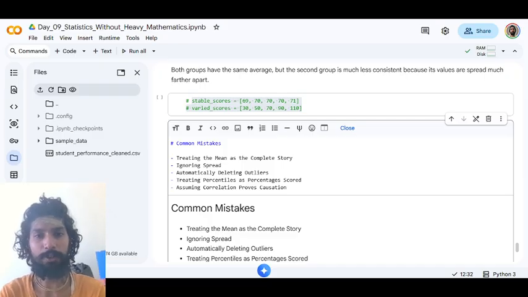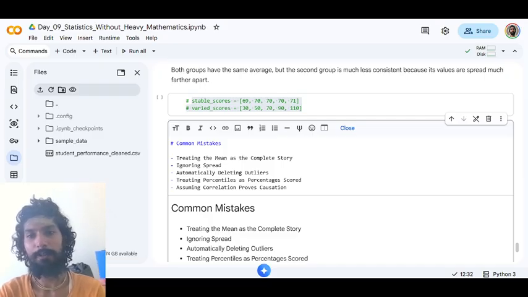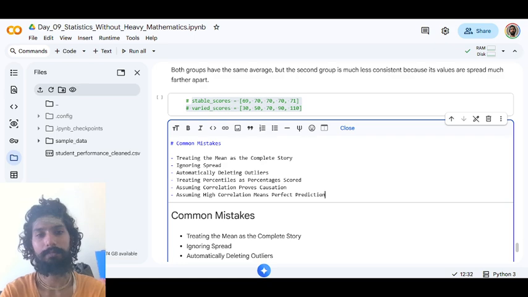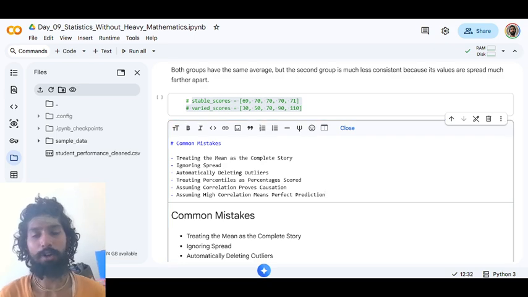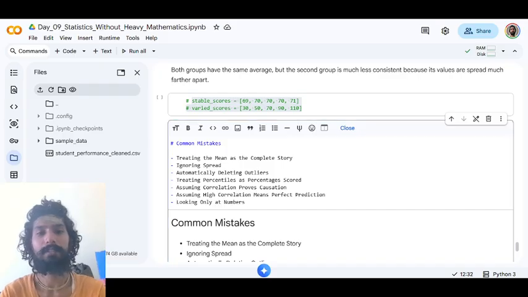Sixth mistake is assuming high correlation means perfect prediction. A strong overall relationship can still contain substantial individual variation. Seventh mistake is looking only at numbers. Always combine statistical outputs with charts and domain understanding.